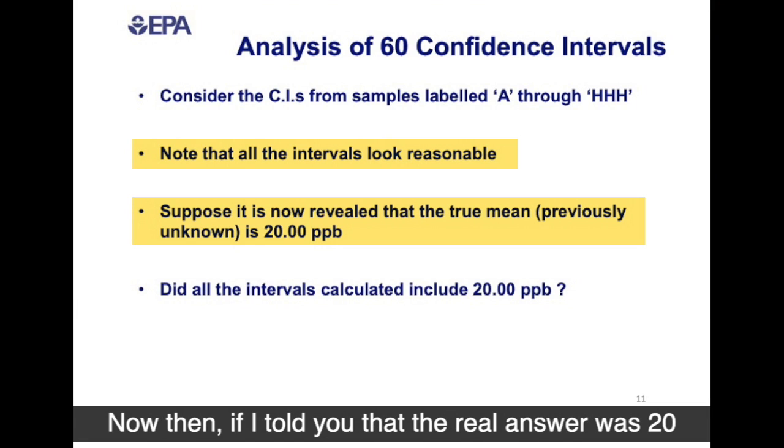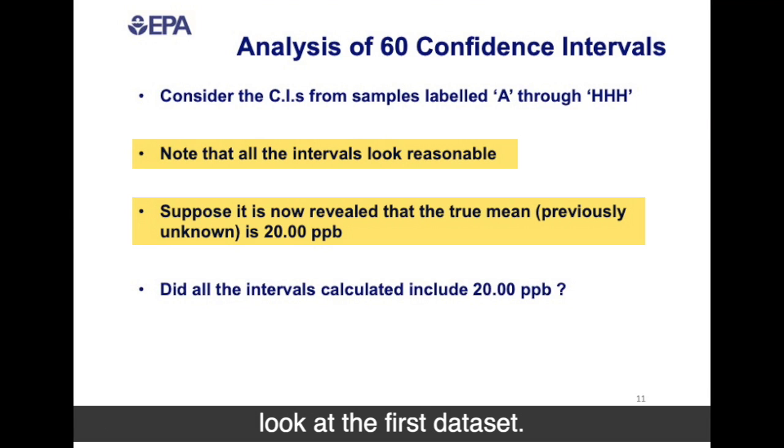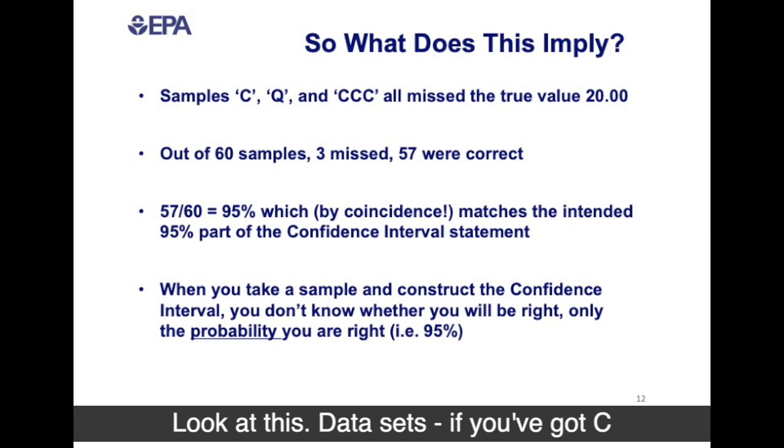Now then, if I told you that the real answer was 20, look at the first data set. Did that first data set include 20? Yes, it did. Did data set B include 20? What about data set C? Who had C? There she is! Look at this. If you've got C or Q or triple C, you actually missed.